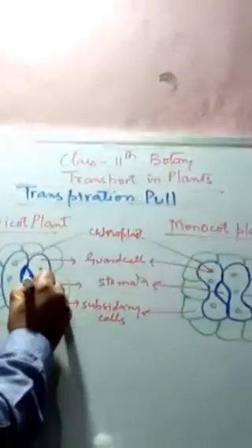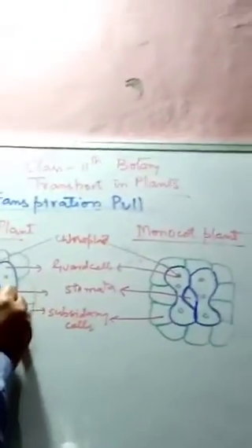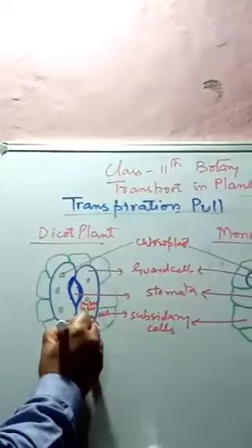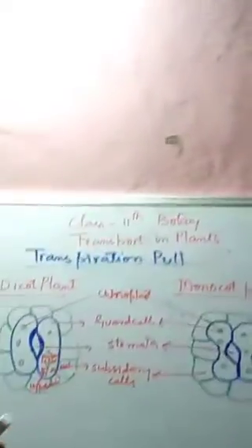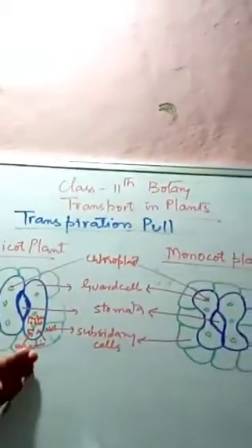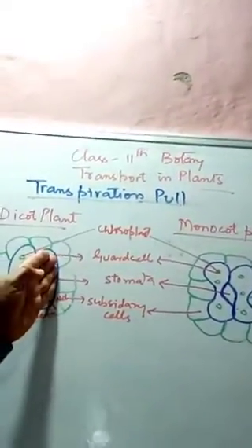Now, as these ions move, the solution inside this guard cell becomes hypertonic, and the subsidiary cell becomes hypotonic. Now we know that water moves from hypotonic solution to hypertonic solution. When the water moves from the subsidiary cells to the guard cell, it swells up and becomes turgid.